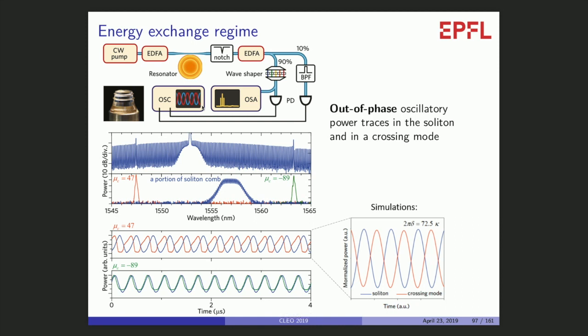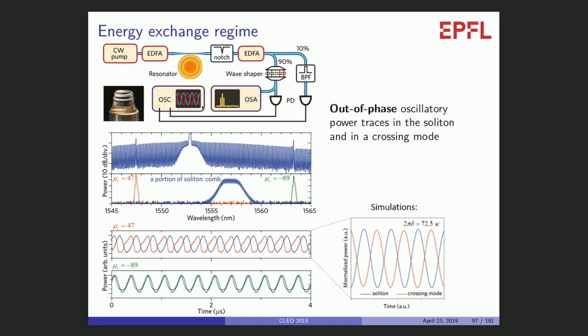This is an experiment that proves this behavior. So here you see a soliton spectrum with two avoided mode crossings, one here at mode 47, one at mode 98. And what's done here with the wave shaper is you measure the power of these two modes, okay, and you plot it on an oscilloscope. And what you see is the following. You see in blue the periodic power oscillation of the soliton. It's not constant, so it's indicative of a breathing state. But for mode 47, the one here, the power is out of phase. That means there's a periodic exchange of power between the soliton and this avoided mode crossing.